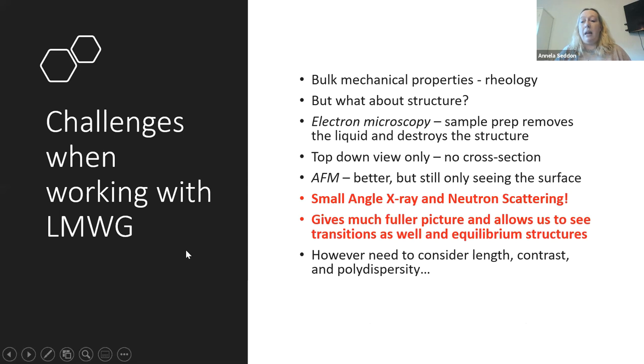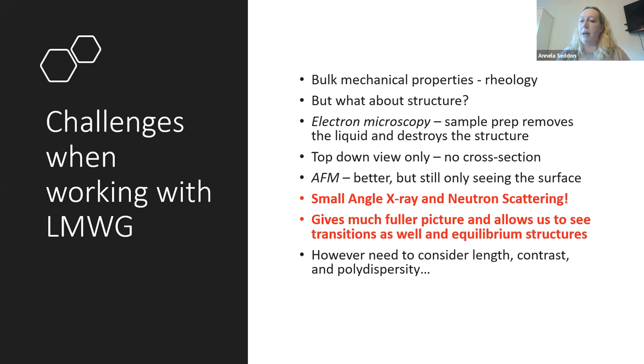Now, it would be remiss of me to say that there aren't a lot of problems of working with low molecular weight gelators. And one of the things that we very often turn to understand the mechanical properties of these materials is rheology. So this is going to give us the bulk mechanical properties. It's going to tell us how strong our gel is, how stiff our gel is. And for biomedical engineering purposes, for scaffolds, that's going to be really crucial. We want to know how strong is this gel going to be.